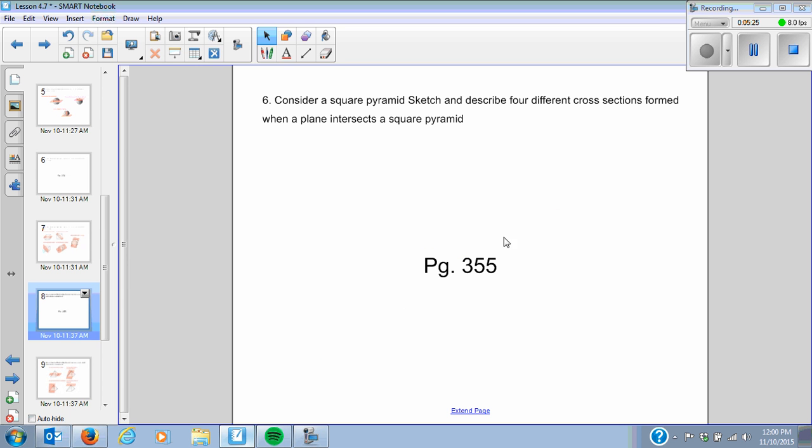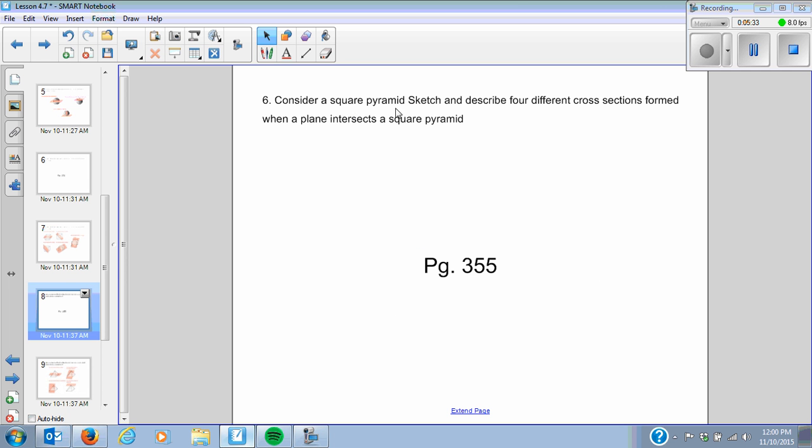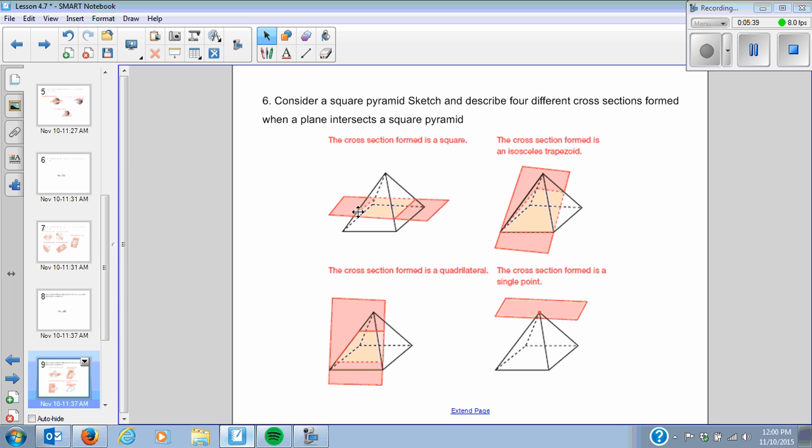Moving on to page 355. Consider a square pyramid now. So back here we were talking about a cube. Here we're talking about a square, but it's a pyramid. Notice that it's only going to go to a single point, and the different cross sections. So if the cross section is parallel to the base, since it's a pyramid, it's going to be similar to the base. It's not going to be congruent. It's going to be a smaller square.